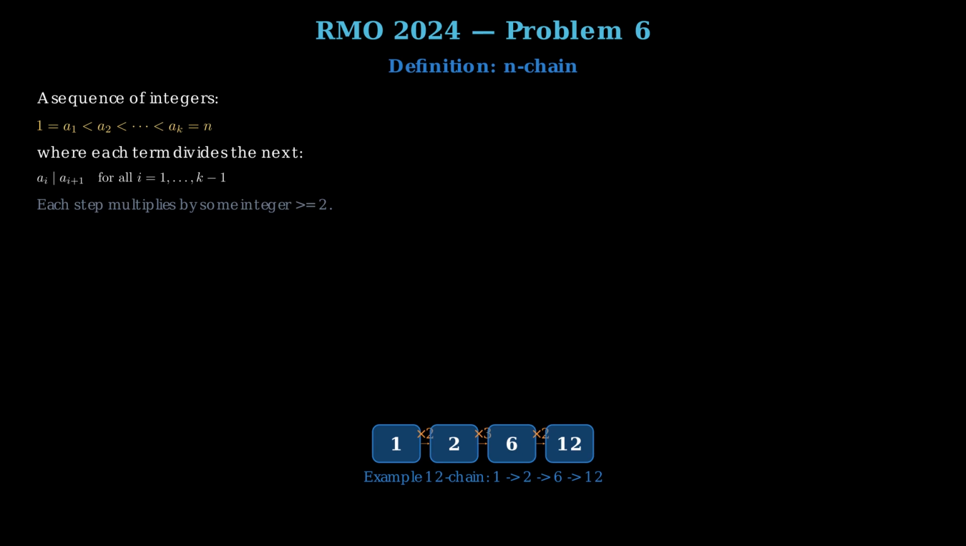Every step in the chain multiplies by some integer factor greater than or equal to 2. The chain must start at 1 and end at n. The chain can have any number of steps in between.